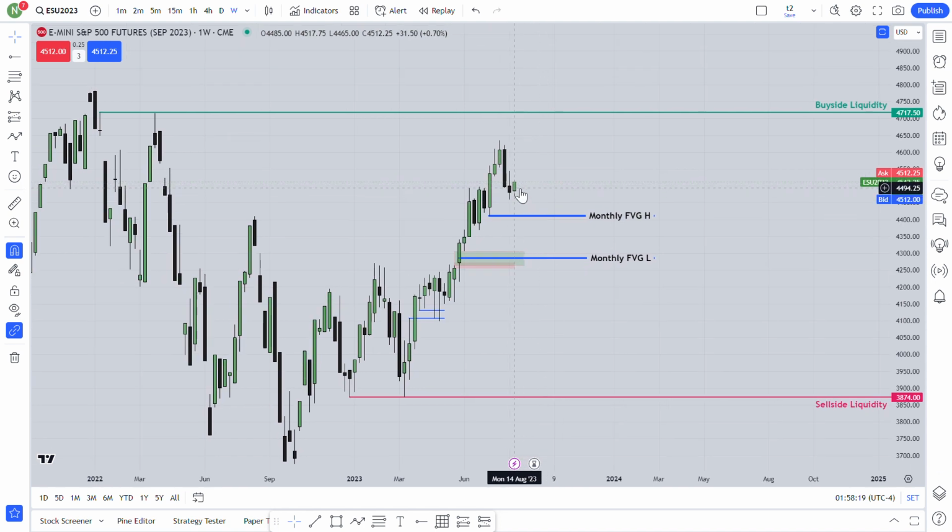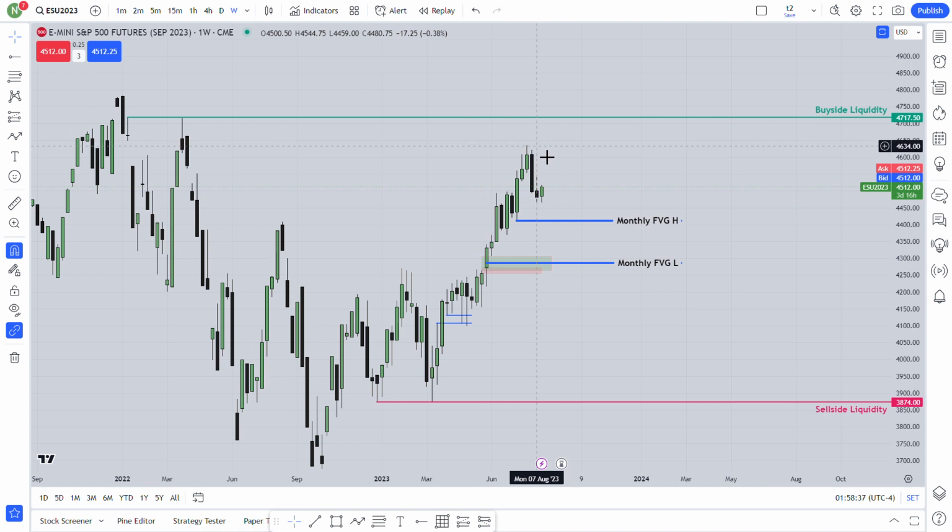I'm thinking that market will come to this monthly fair value gap. This is the monthly fair value gap high, this is the low. So it will at least come to the fair value gap, then go to the buy side liquidity. Before that, if it has expanded higher and breaks this high, then it will go to the buy side liquidity as long as this high is not broken. Initially I'm thinking that market will go to this monthly fair value gap, at least touch the high, then go towards the buy side liquidity.